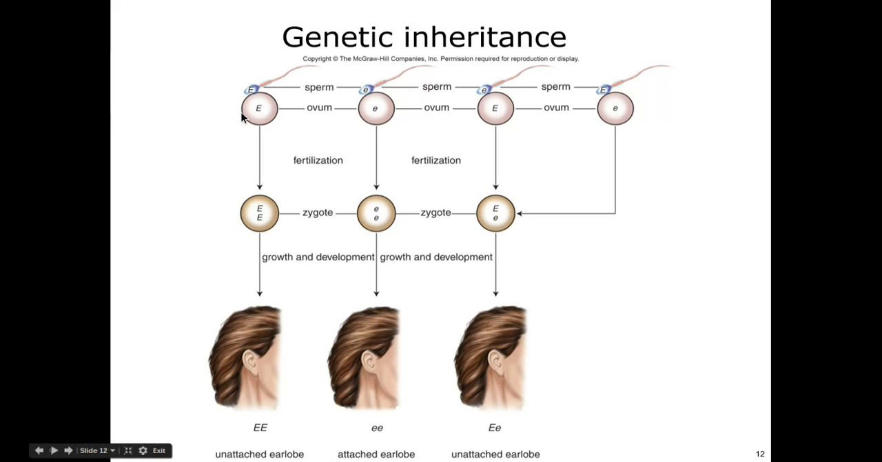So up top, we have an example of some different moms and dads. Mom provides either the dominant or the recessive trait, as does dad. And these are the three possible outcomes. Now, this one has two of the same, which means it's homozygous dominant. This one would be homozygous recessive. And this one would be heterozygous, which means it has one of each. Because the capital E unattached earlobe is the dominant trait, that's the one that would be expressed.